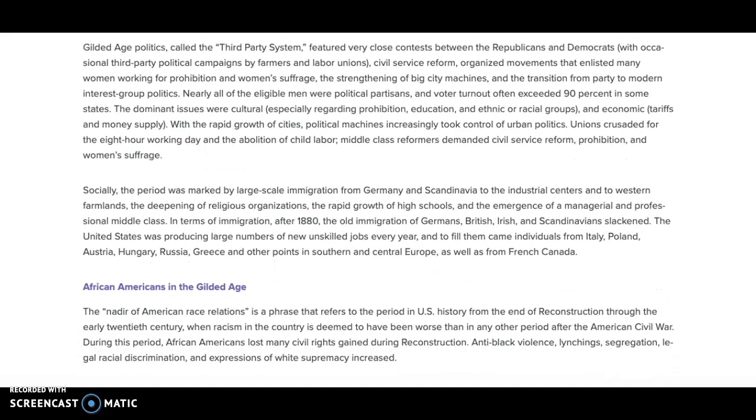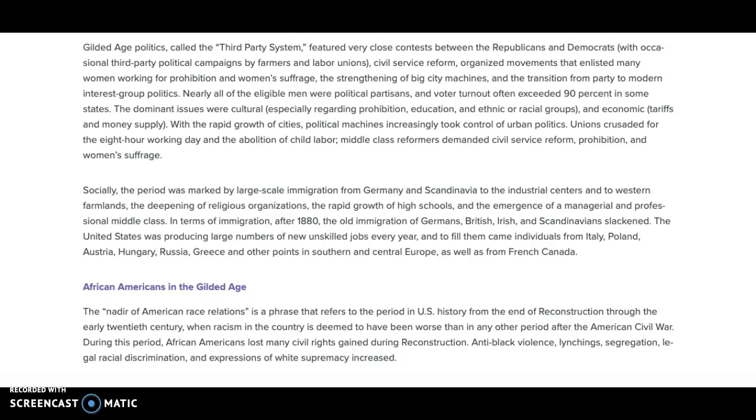Politics, called the third-party system, featured very close contests between the Republicans and Democrats, with occasional third-party political campaigns by farmers and labor unions. Civil service reform, organized movements that enlisted many women working for prohibition and women's suffrage, the strengthening of big city machines, and the transition from party to modern interest group politics. Nearly all of the eligible men were political partisans, and voter turnout often exceeded 90% in some states. The dominant issues were cultural, especially regarding prohibition, education, and ethnic or racial groups, and economic, tariffs, and money supply. With the rapid growth of cities, political machines increasingly took control of urban politics.